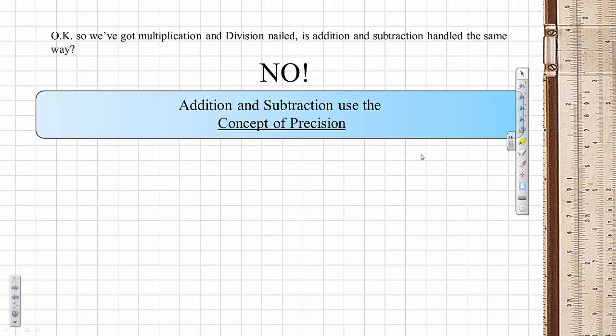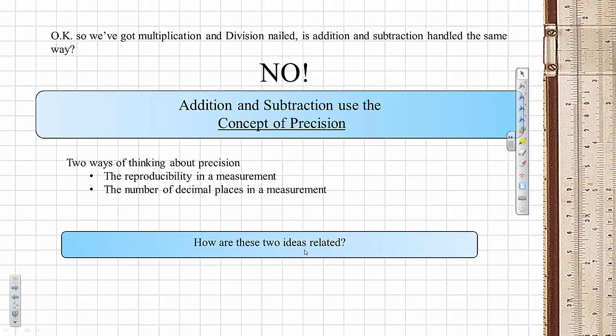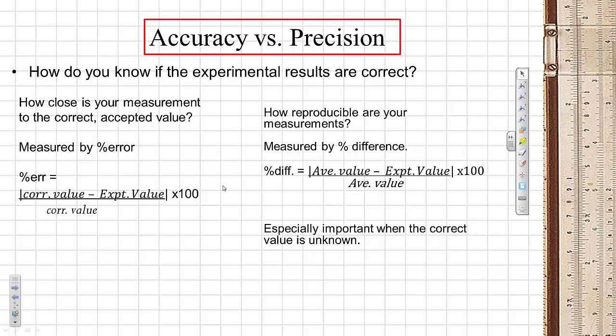basically I said precision is another way of thinking of decimal places. Okay, so 2 ways to think about it. You can think about it as reproducibility in a measurement, or you can think about it as the number of decimal places in a measurement. Kind of 2 different ways of thinking about it, but they actually are related. So how are these 2 ideas related? Well, let's take a look first here.